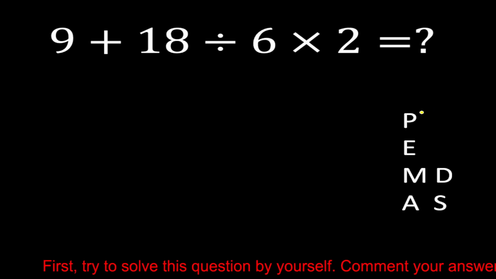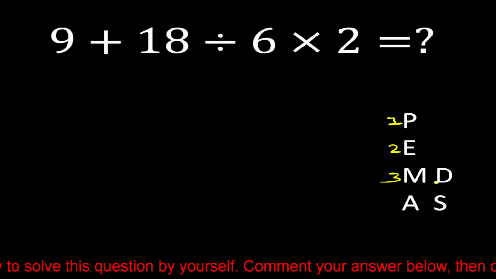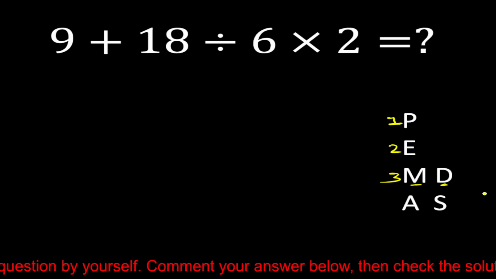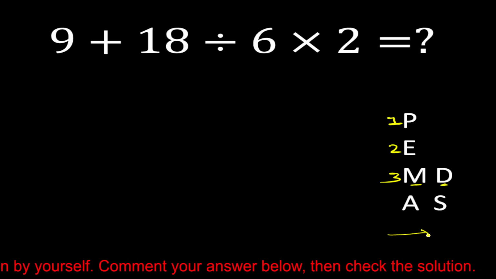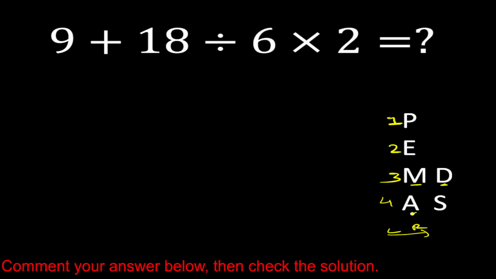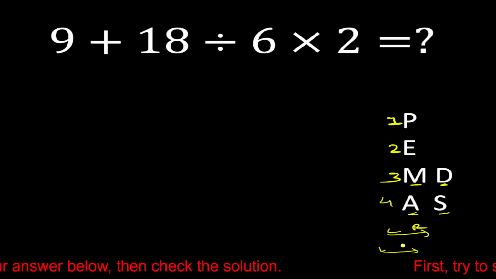So according to the PEMDAS rule, first priority is parentheses, then second priority is exponents, third priority is multiplication and division. Here multiplication and division both have equal priority, so we have to solve it from left to right. Then fourth and last priority is addition and subtraction, and also both have equal priority, so we have to solve it from left to right.